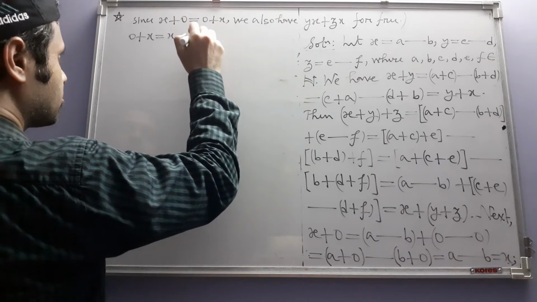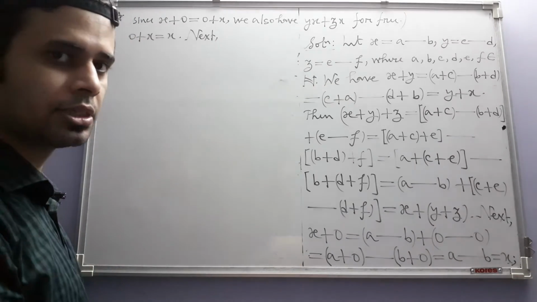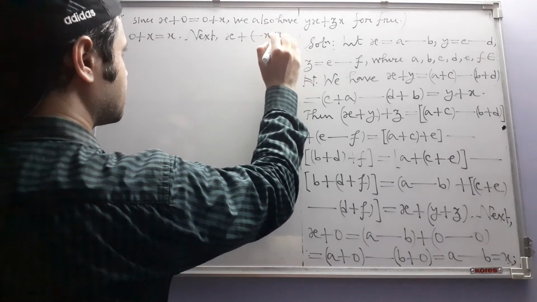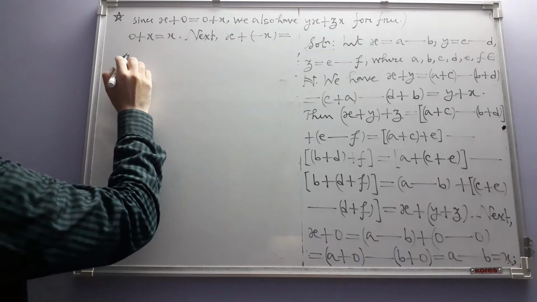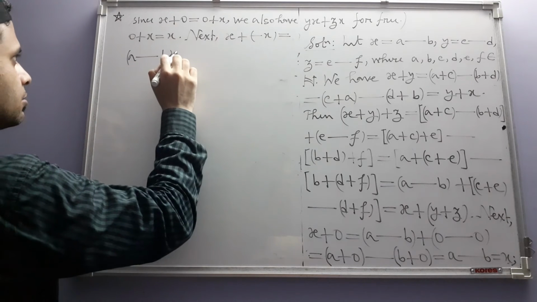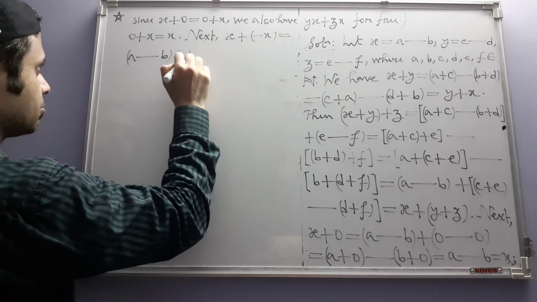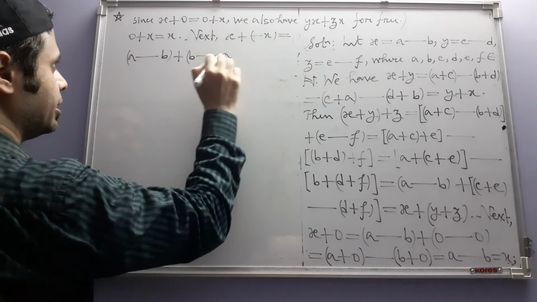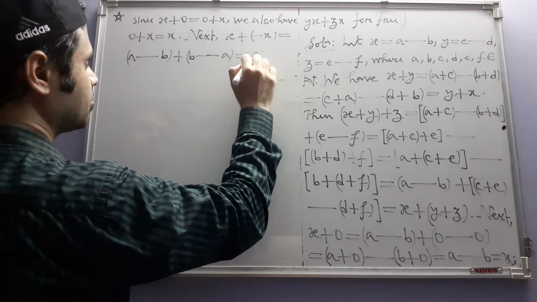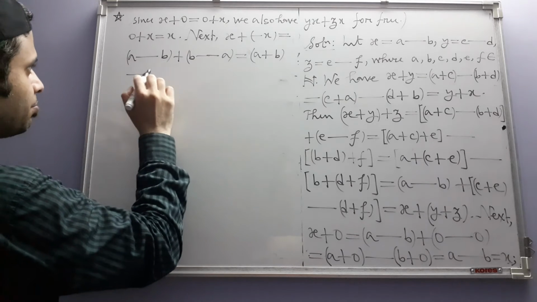Next, what next? Then x plus minus x should be proven to be 0. So x plus minus x is equal to (a dash b) plus minus of (a dash b), which by definition of negation is (b dash a). Now what are we getting here? See, a plus b dash b plus a.